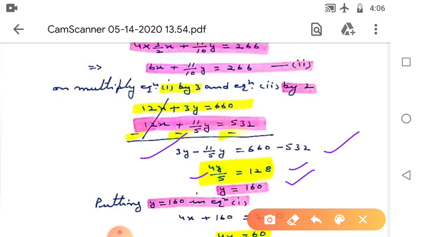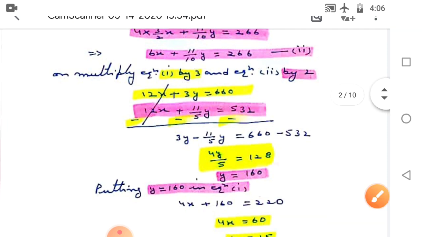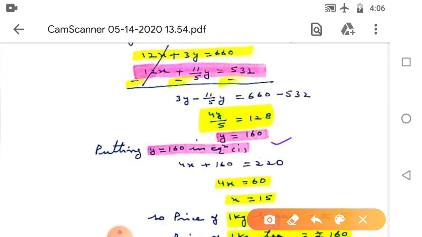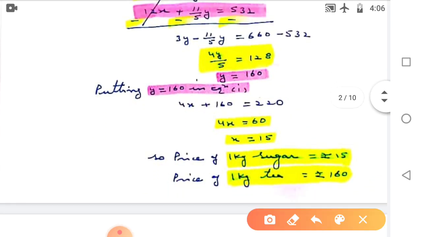And the value of y comes 160 rupees. Now on putting the value of y as 160 in equation 1, we get 4x plus 160 is equal to 220. So 4x is equal to 220 minus 160, it's 60, and x is equal to 15. So the cost of 1 kilogram of sugar, that is x, is 15 rupees, and the cost of 1 kilogram of tea is 160 rupees.